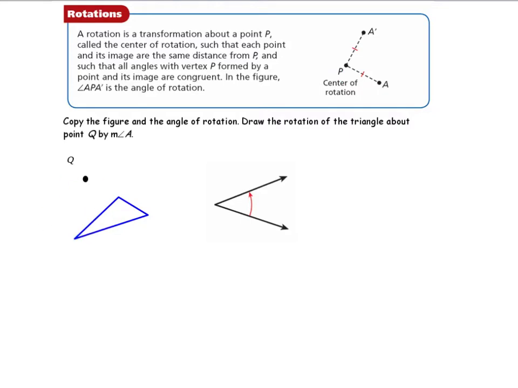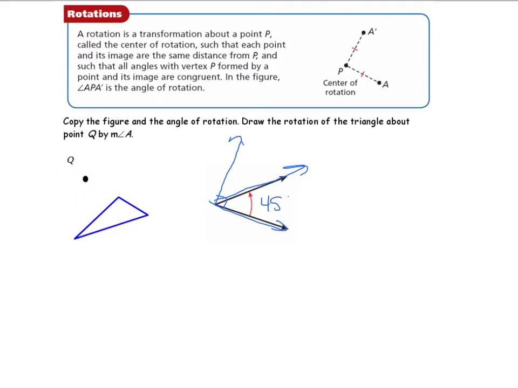So let's look at this first example here. It says copy the figure and the angle of rotation, and then draw the rotation of the angle about Q by the measure of angle A. Okay? So first things first, we're going to have to measure this angle. I'm not sure if you guys have protractors at home, but I can give you a hint. If I draw on a right angle here, and this is 90 degrees and we're about halfway through, I can kind of estimate that this angle is about 45 degrees. So what they're looking for is for you to rotate this image here 45 degrees around this point Q.